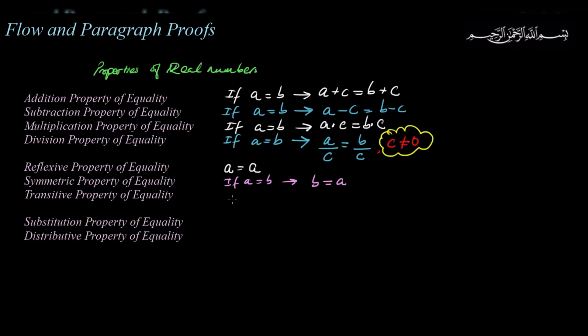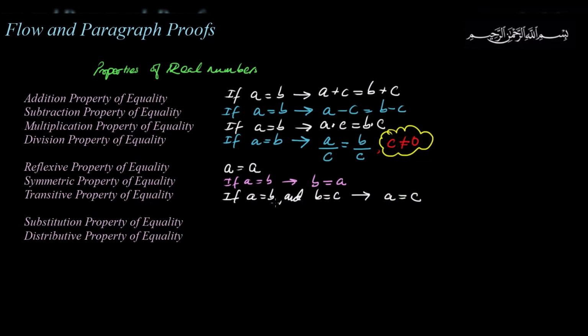The transitive property of equality is perhaps one of the most often and commonly used, and states that if A is equal to B, and B is equal to C, then A is equal to C.